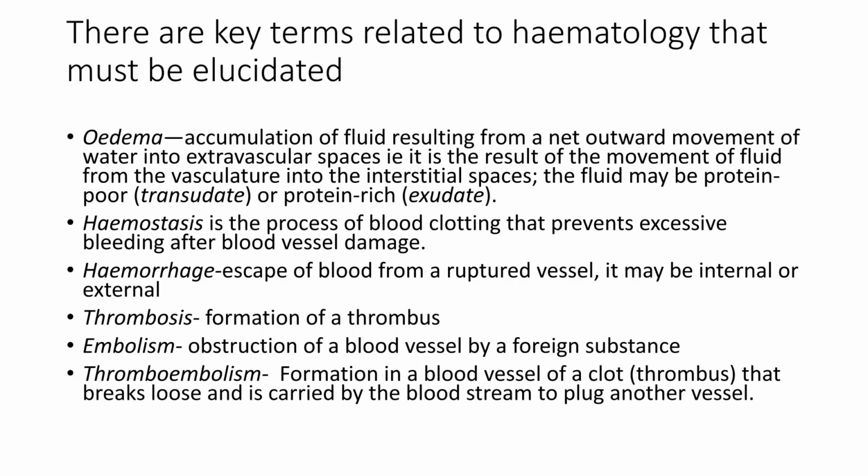Hemostasis is the process by which blood clots are formed, and it's a way in which the body actually tries to prevent excessive loss of blood as a result of blood vessel damage. So hemorrhage itself is the escape of blood from a ruptured vessel, and it may be internal or external. Thrombosis, on the other hand, is formation of a thrombus. So a thrombus is more or less a clot. You find that thrombosis can be formed as a result of the activation of the clotting cascade, but it may also be pathologically invoked as a result of various factors.